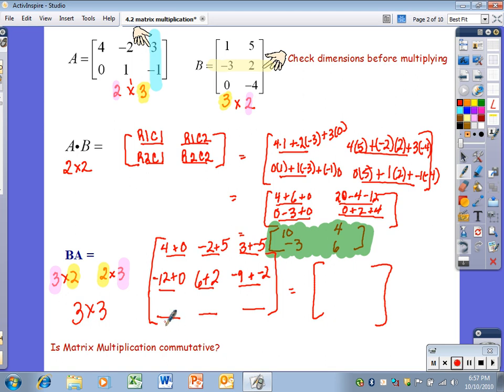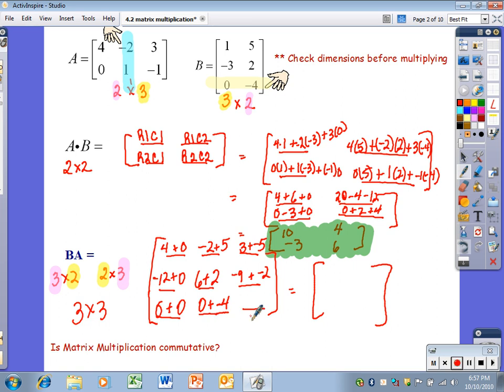Final row, row 3, column 1. So I switch to row 3, back to column 1. My result, 0 times 4 is 0. Plus negative 4 times 0 is 0. Row 3, column 2. And I have 0 times negative 2 is 0. Plus negative 4 times 1 is negative 4.